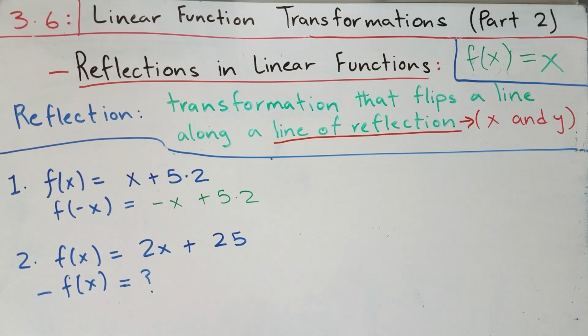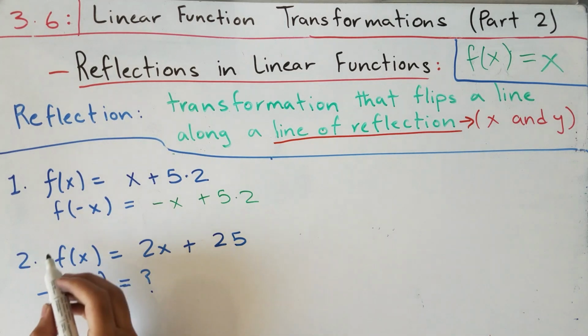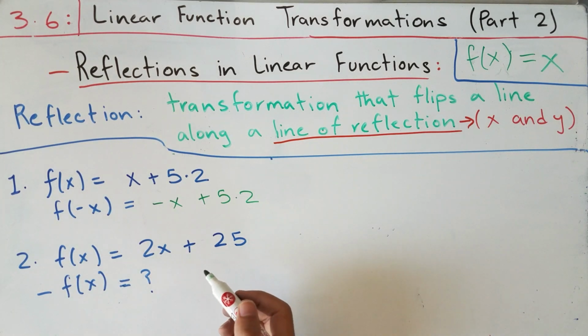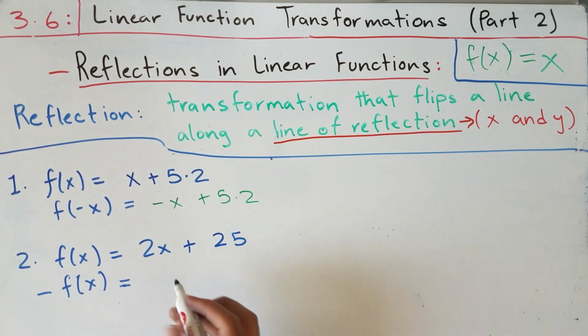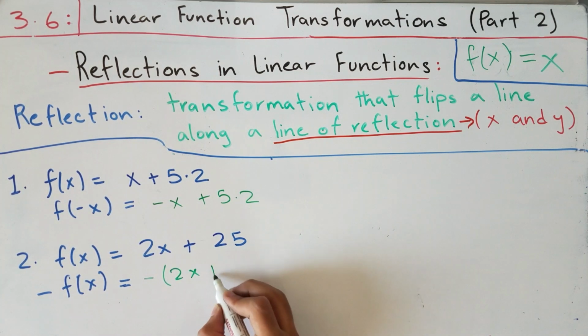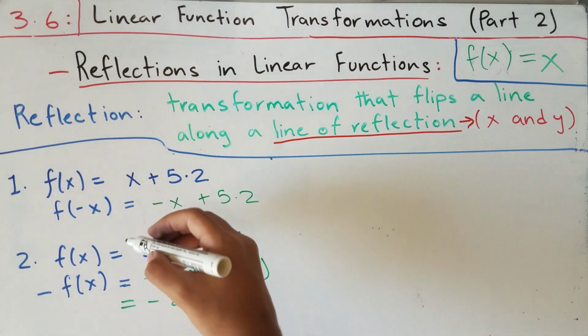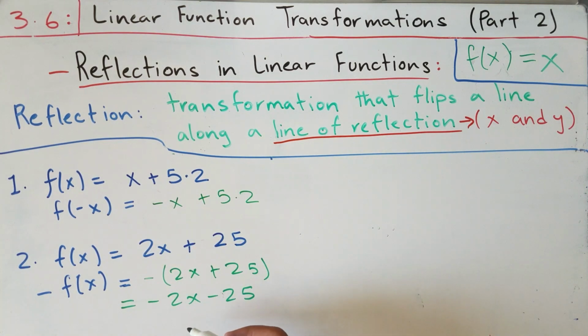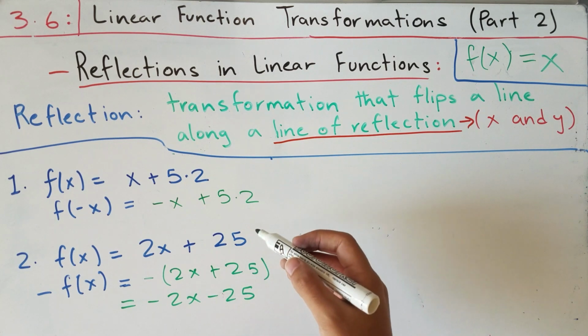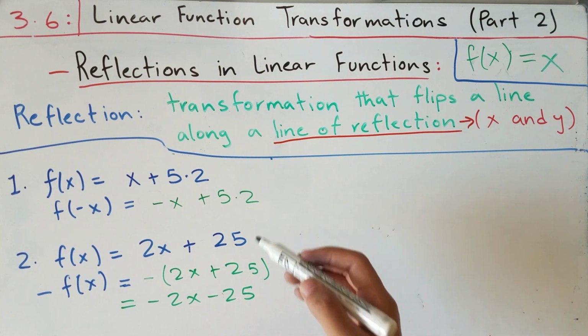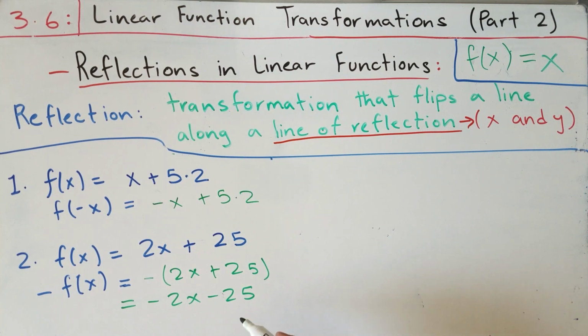So what this tells us is that we're multiplying the whole function f(x), 2x + 25, by -1. And if we do that, we get -(2x + 25). And if we simplify this, we get that the reflected -f(x) would equal -2x - 25. In this case, notice that our slope has been changed from 2 to -2, and our y-intercept is also changed from positive 25 to negative 25. But our x-intercept, if we graph these functions, will still be the same.